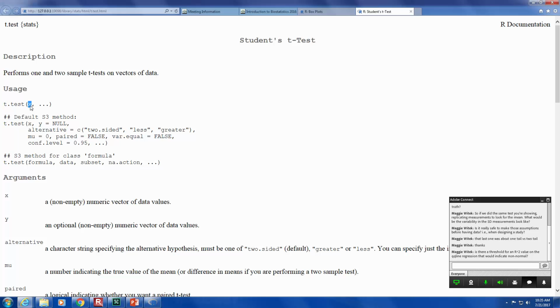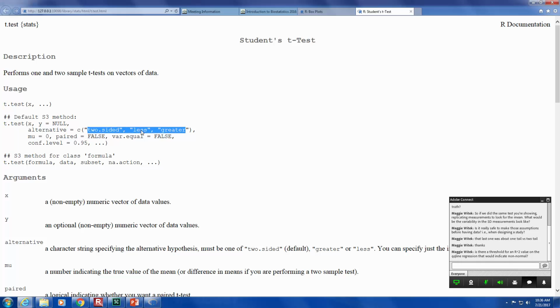But you can give it an X and a Y. You can give it just a data set. But you can tell it that you want a two-sided alternative, which means find something above or below my threshold. You can do less than or greater than. So whatever the directional arrow is in your alternative hypothesis goes in that alternative. And again, this is just the options. Just pick two-sided, less, or greater.